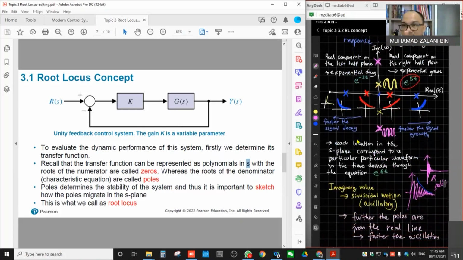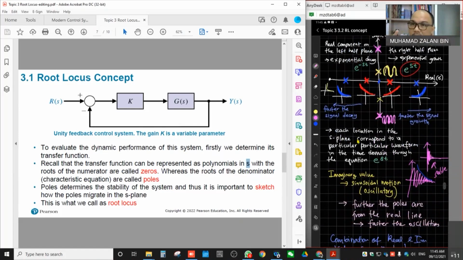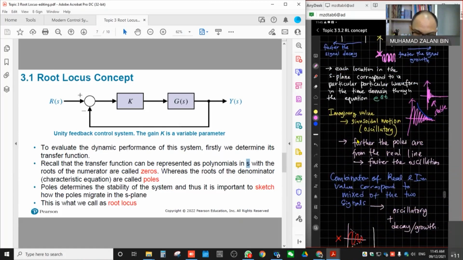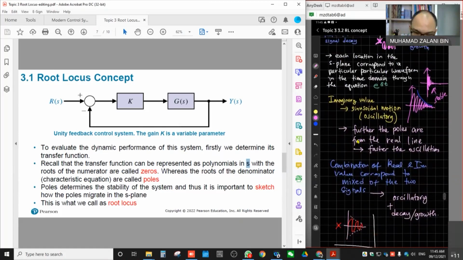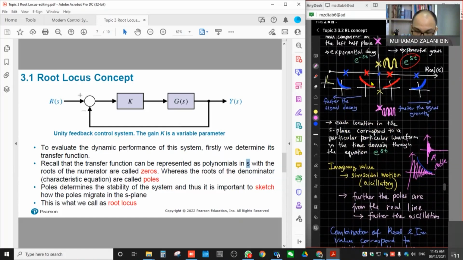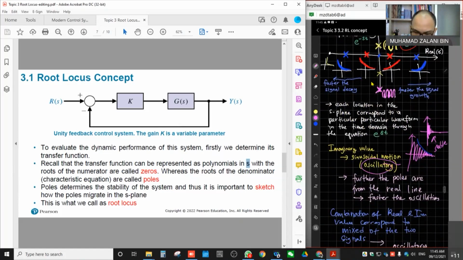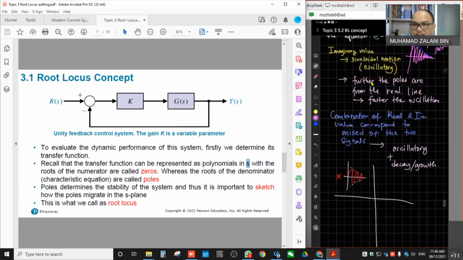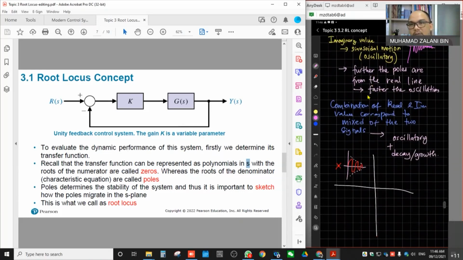Kalau Fourier, awak jumpa Fourier ke apa? Kan? Dia combination of exponential function and cosine function. In time domain, what you see is like that lah. So, imaginary value of the poles on the S-plane is related to the oscillation. Okay, further the poles are from the real line, faster the oscillation lah.